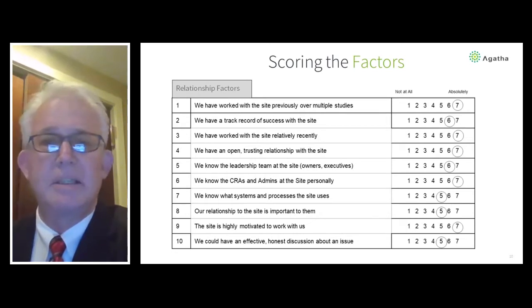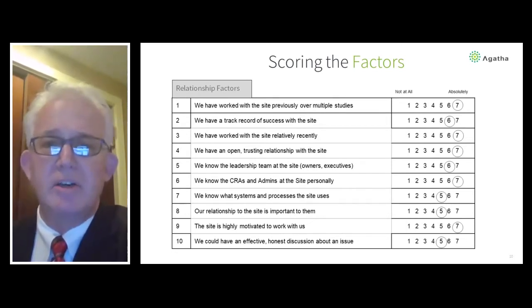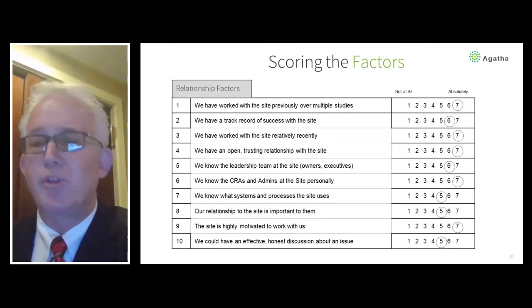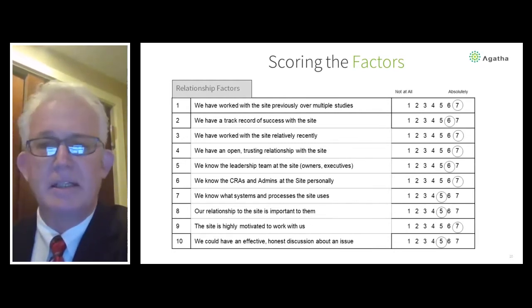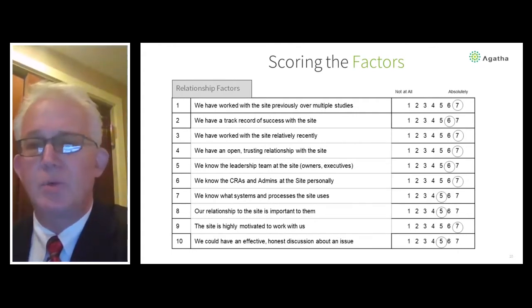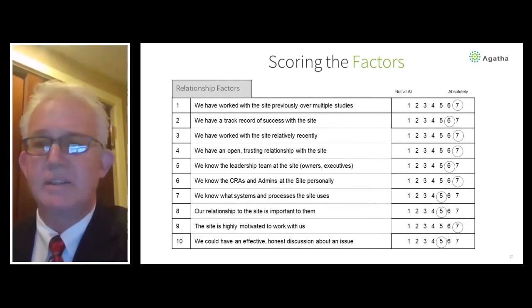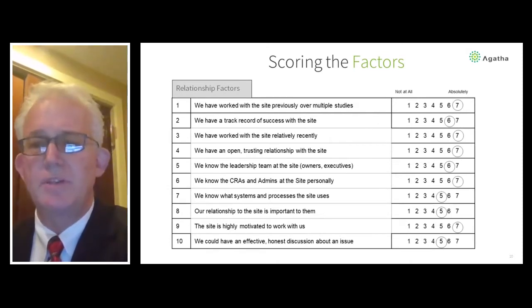I'm choosing randomly, but another question, we know the CRAs and the admins of the site personally. When I say personally, it means you speak to them on a first name basis. Maybe you know how many kids they have. So there's a relationship there. And I'll just choose another as an example. The site is highly motivated to work with us. They like us. They want to be a part of the study. They're eager for the business, whatever. So these are things that you can rate 1 to 7. You with me so far? We have dimensions and we have factors. Doesn't get much more complicated, so trust me.